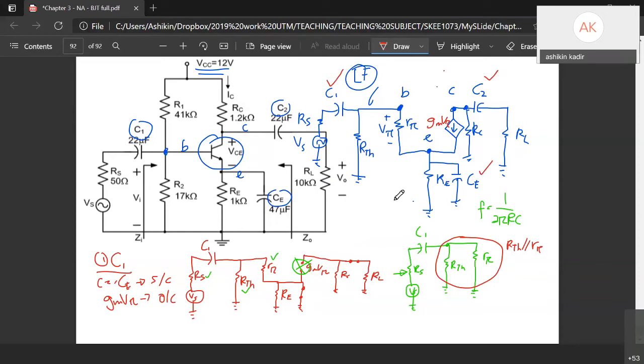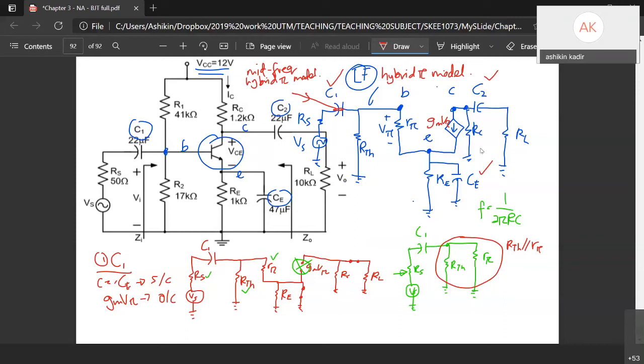Okay, so this is the low frequency hybrid pi model. If you are drawing the hybrid pi model for mid frequency, you put C1, C2, and CE as short circuit. So if you draw it as short, this is the mid frequency hybrid pi model. Okay, don't get confused. We are now doing the low frequency analysis.